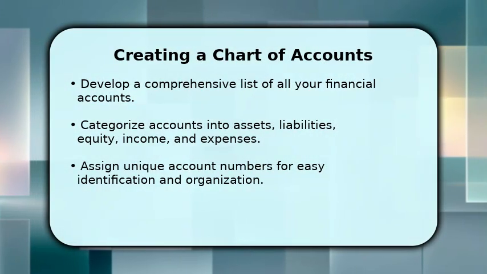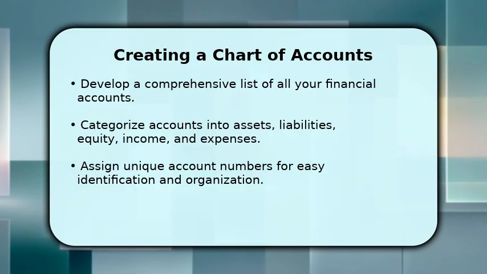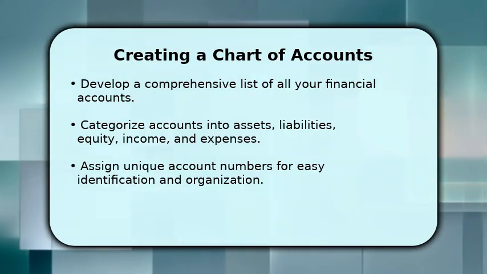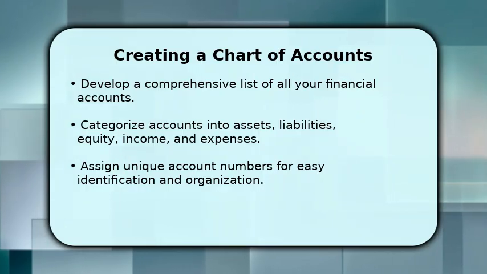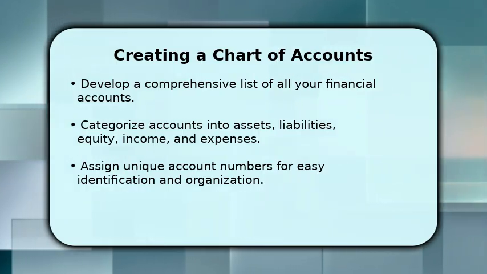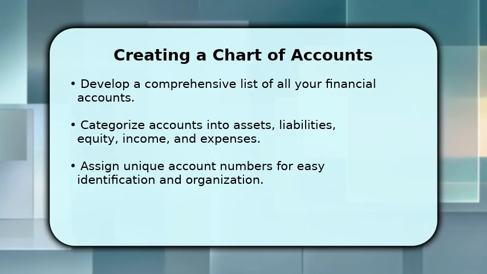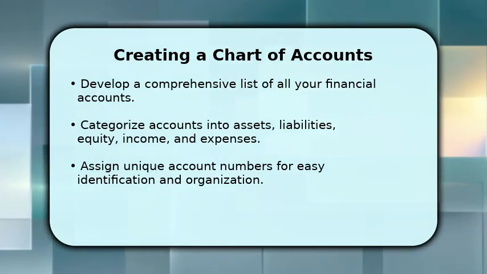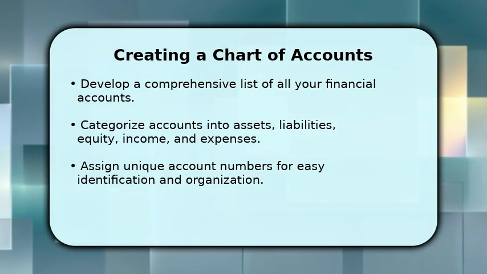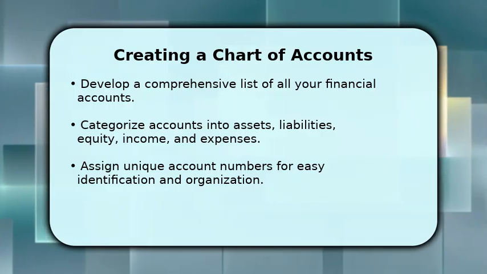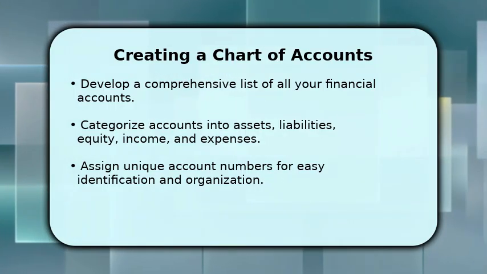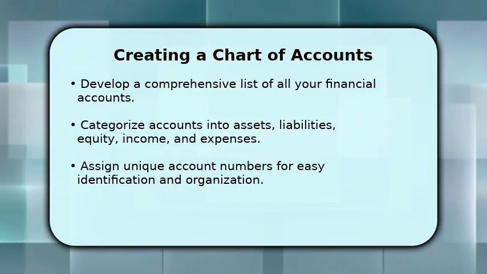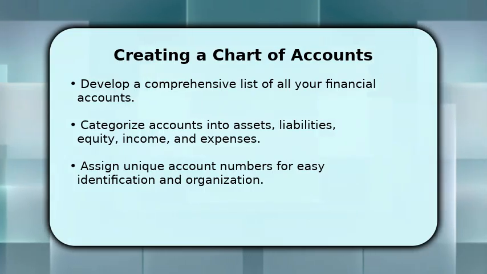Next, you'll create a chart of accounts, which is like a detailed map of your finances. This involves listing every single account, from cash and bank accounts to loans and owner's equity. Categorize these accounts into 5 main types: assets, liabilities, equity, income, and expenses. Assigning a unique number to each account, perhaps starting with 100 for assets and 500 for expenses, will greatly improve your organization and make data entry much more efficient.